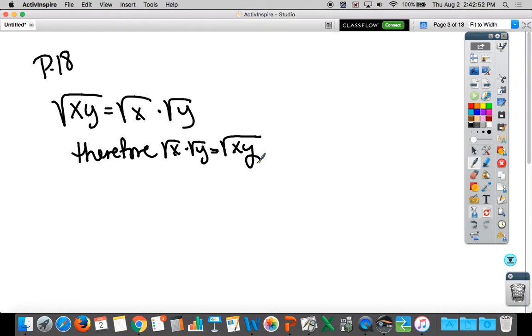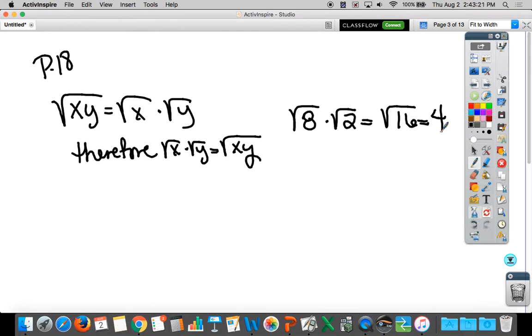So, if I've got the square root of 8 times the square root of 2, that gives me the square root of 16, which can be reduced to 4. Straightforward, simple. You can multiply them. Anything under the radical, you can multiply.